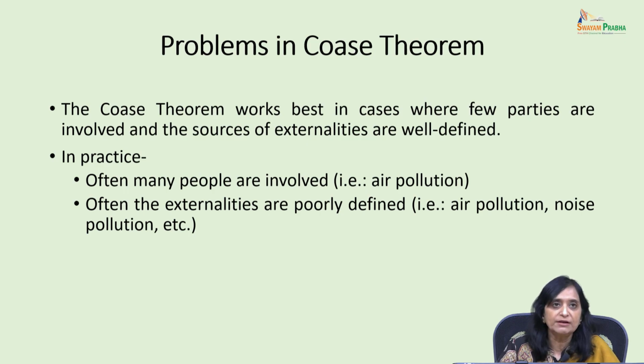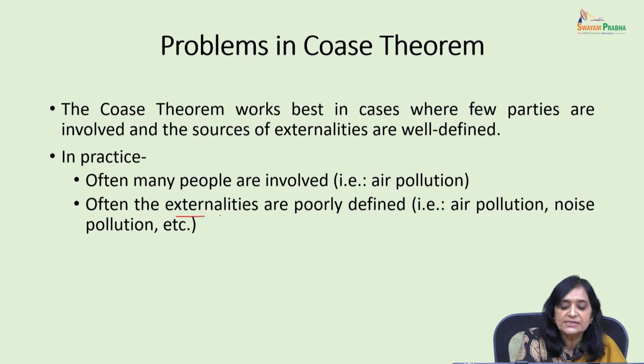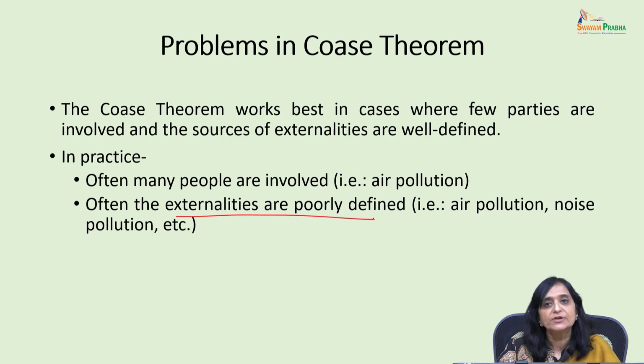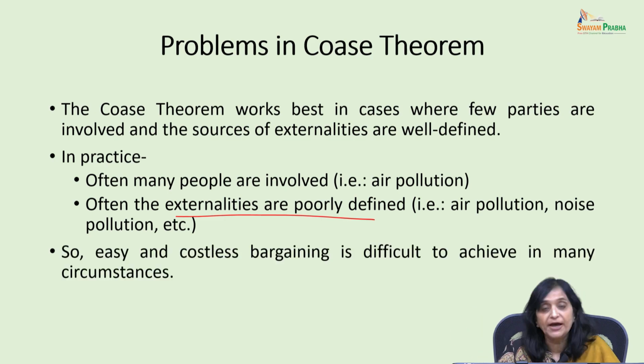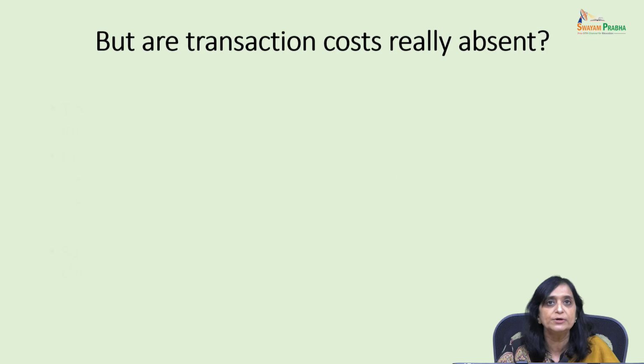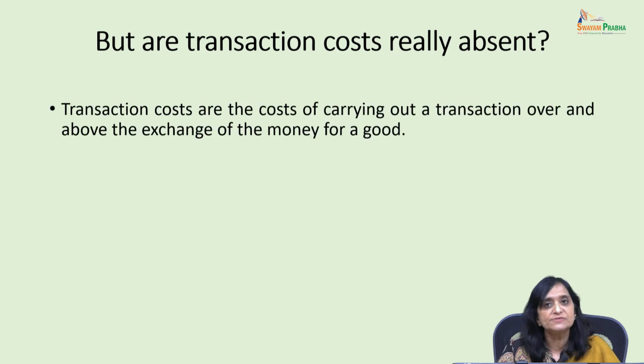So, when many people are involved, often the externality is also very poorly defined. For example, how will you quantify noise pollution? How will you actually quantify air pollution? How much air pollution is because of vehicles, and how much is actually because of the industry? That becomes very difficult to define. So, costless bargaining is very difficult to achieve practically in many circumstances, even though theoretically it appears to be very easy. Similarly, as we have said, the Coase theorem works when the transaction costs are absent.